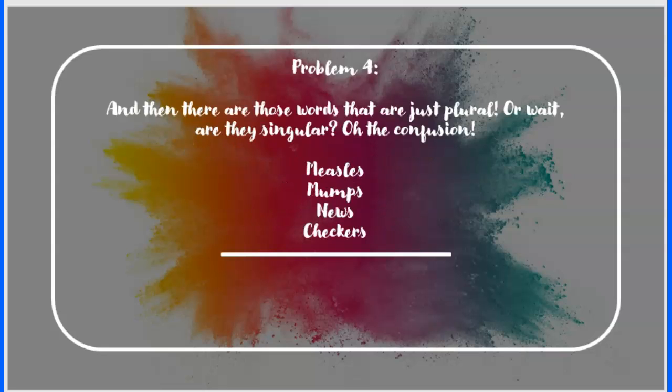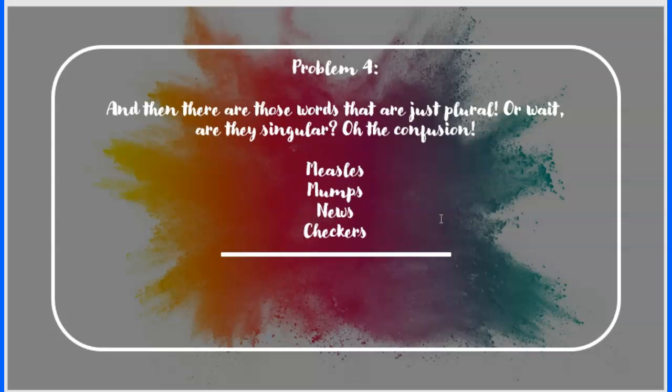Problem number 4. There are those words that just are plural or they seem plural. Look at all the S's that are on the ends of these words. And so we would think they're plural, but they're kind of singular, or this is just really confusing. Measles, mumps, the news, checkers, all of those already have S's on, and they're considered singular plural all together. There's not really a separate. They're kind of in their own category.